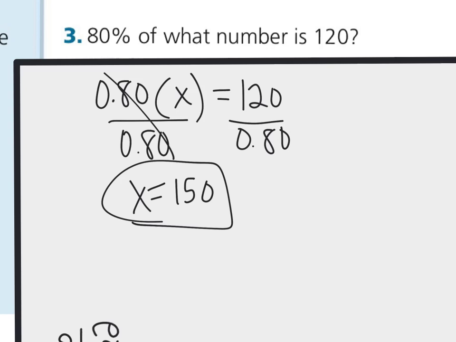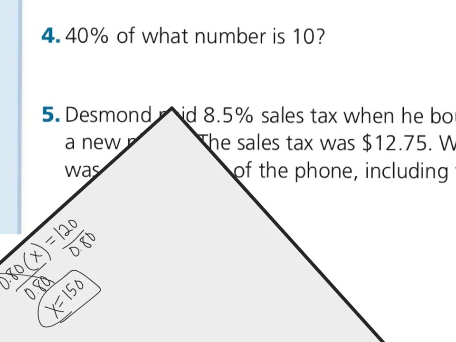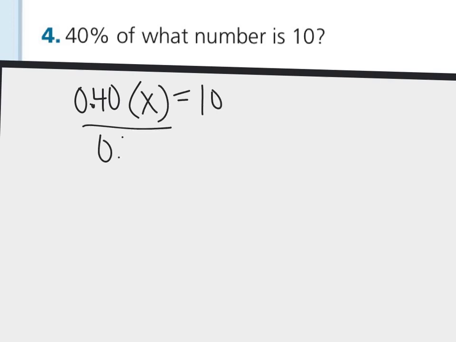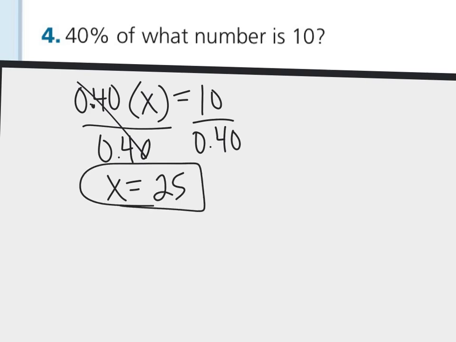Again, you might think, well, I'm dividing, shouldn't the number get smaller? Not in this case, because we divided by a number less than 1. So we're saying 80% of 150 is 120. That seems pretty reasonable. Number 4, 40% to a decimal times what number is 10? Let's divide it. And that would be 25. 40% of 25 is 10.